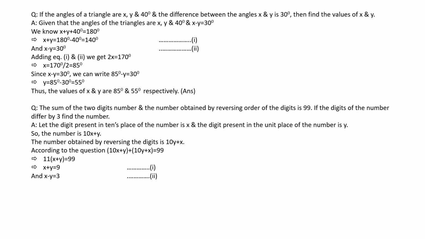Also, it is given that x minus y equals 3. This is the second equation. Now, adding equations 1 and 2, we get 2x equals 12, or x equals 12 by 2, which is nothing but 6. Now, putting the value of x, we get y equals 6 minus 3, which is nothing but 3.